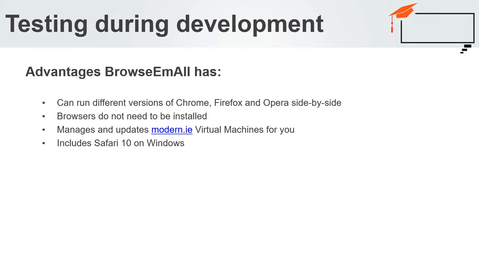So our tool BrowseEmAll has one of the advantages that it can run more than one version of the different browsers. So if you install Google Chrome on your machine, you will always have the latest version because it auto-updates every time you open it. With BrowseEmAll, you can run more older versions of the browser as well if necessary. This holds true for Chrome, Firefox, and Opera. And the browsers are not really installed on your machine, so you don't find them in your start menu, for example. And your system is not cluttered with 100 different browsers and their versions.